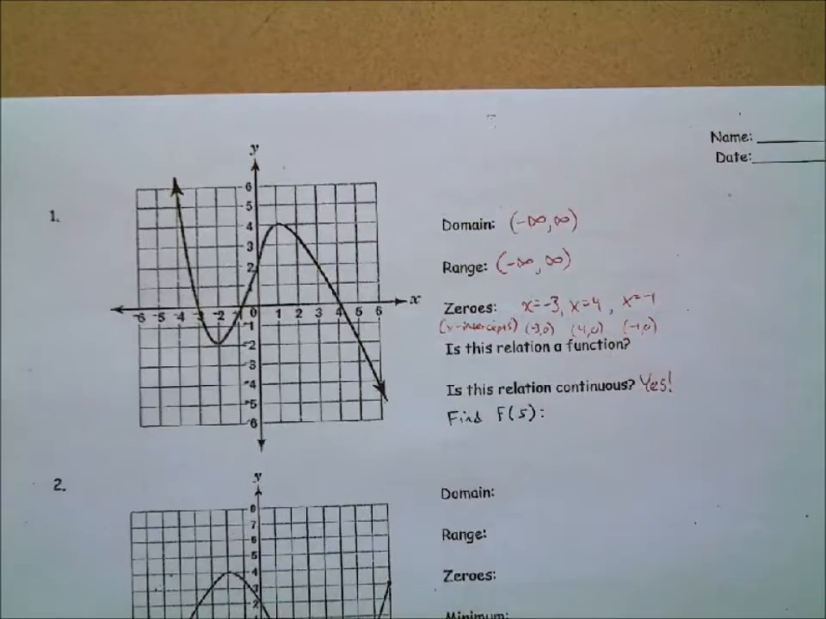Okay, thanks for still sticking with it. There are 3 zeros. Is this relation a function? What's the test that we use to determine if something's a function or not? Mark, what do you say? You remember what the test is that we use to determine if something's a function or not? You switch it? What do we switch? Switch the letter.